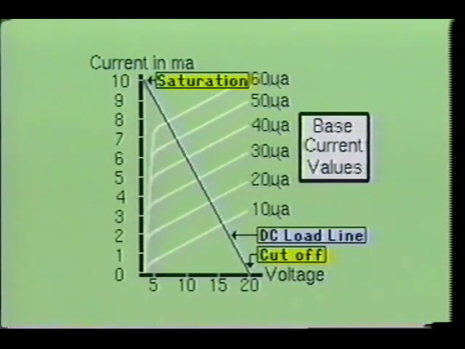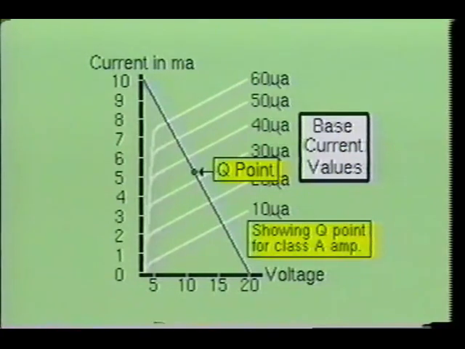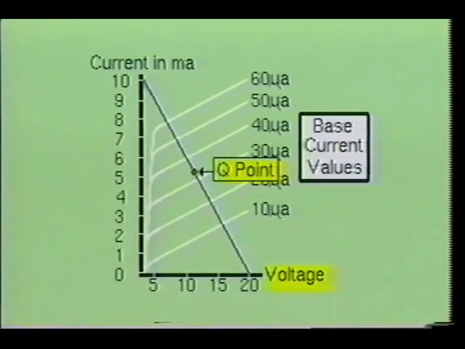When no input signal is applied, the amplifier's operating condition will be at a specific point on the DC load line called the quiescent operating point, or simply its Q point. The Q point is set by three parameters. First, the collector to emitter voltage, the collector current, and the base current.